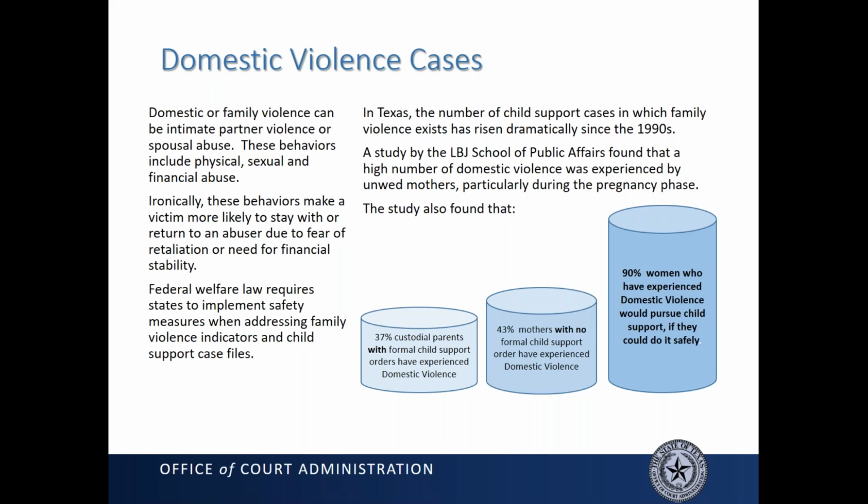So those are parents who have formal child support orders. They know who the father is. The rate is 37%, 43%. It's increased some for those that have no formal child support orders who have experienced domestic violence. And then they found that 90% of women who have experienced domestic violence would pursue child support if they could do it safely.